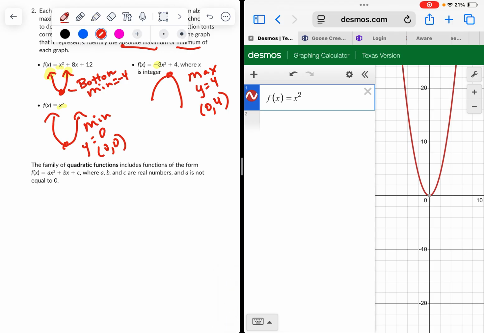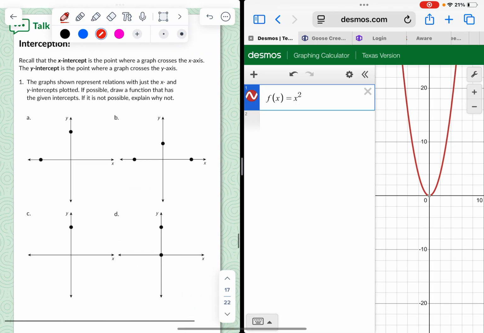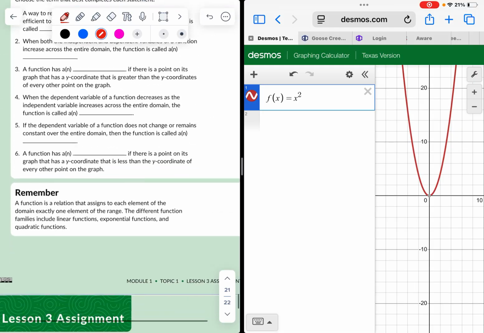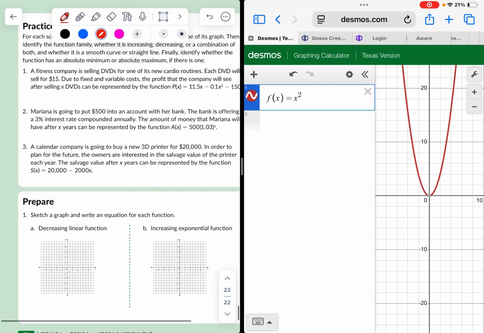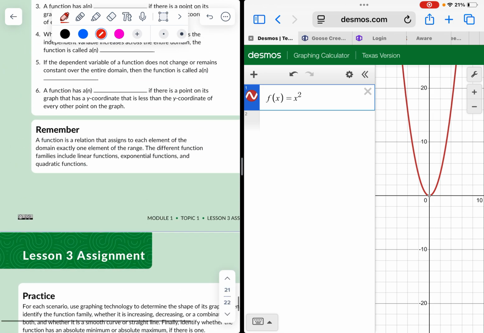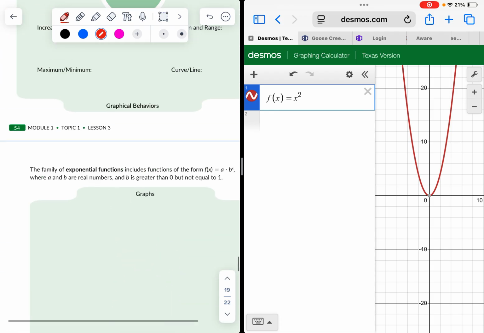So quadratic functions, you're going to know them because they're going to have the minimum or the maximum, this U shape, and your exponent is a 2, okay? So function families, I'm just going to move on through this. Function families, you know, you're looking at linear could increase or decrease. Exponential can increase or decrease. And your quadratics are going to do both. Okay, they're going to increase and decrease.